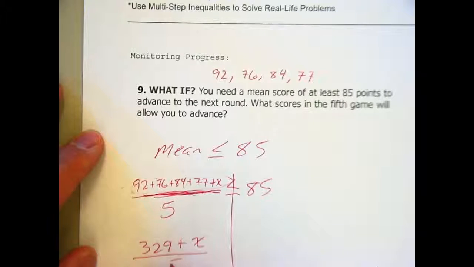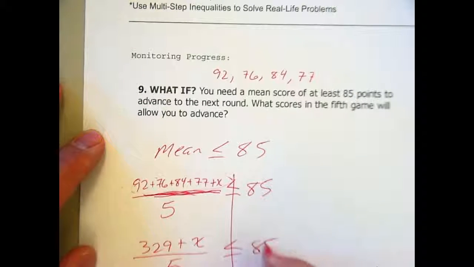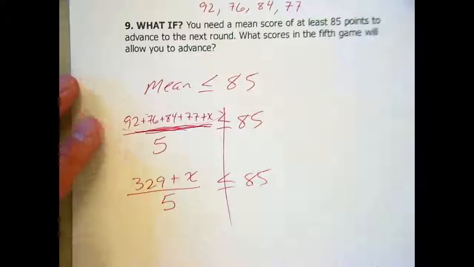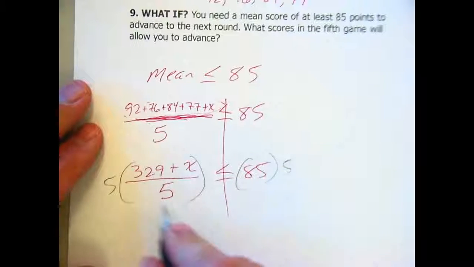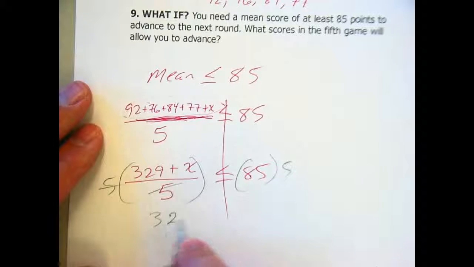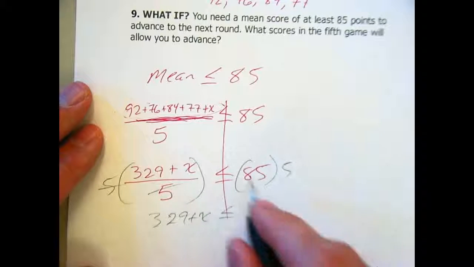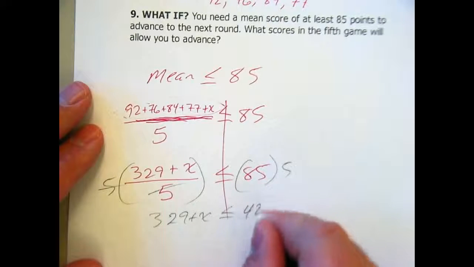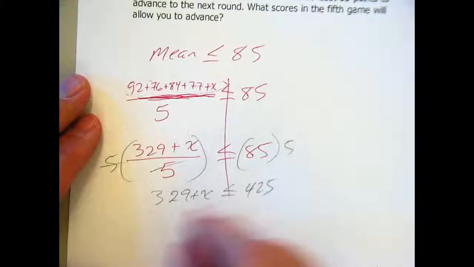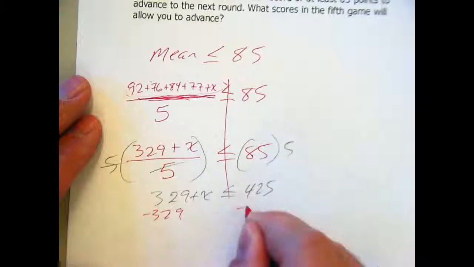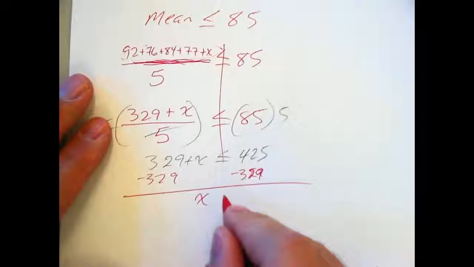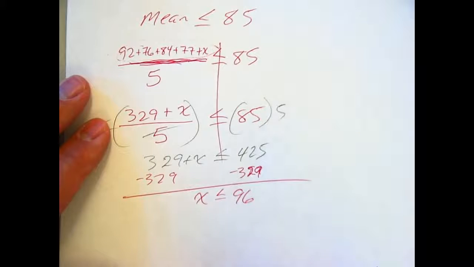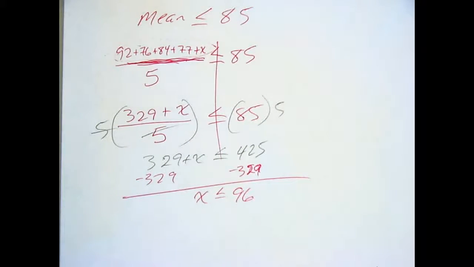All right. Less than or equal to 85. Now what am I going to do? Multiply by 5. So that gets rid of our denominator. We get 329 plus x, less than or equal to 425. And now we subtract 329. What's our score need to be? 96. Can we do it? So our score needs to be less than or equal to 96. Can it be like 1?